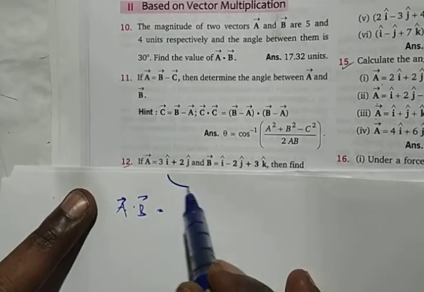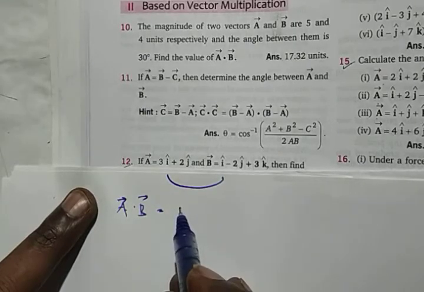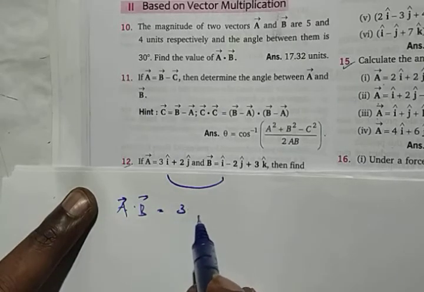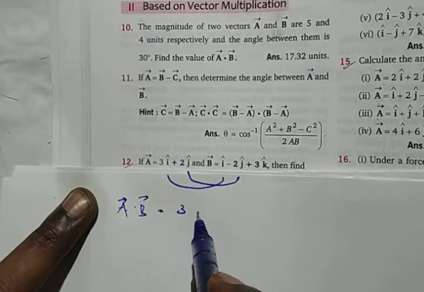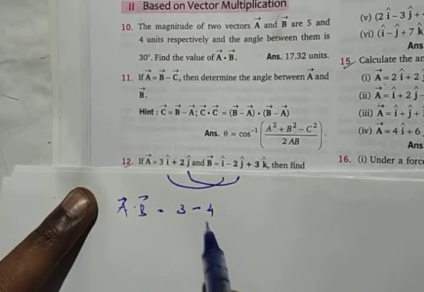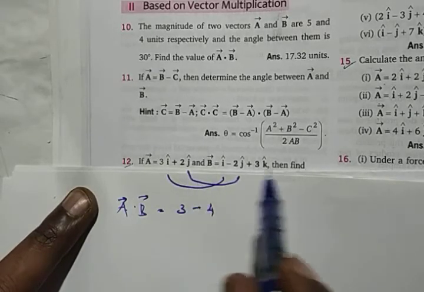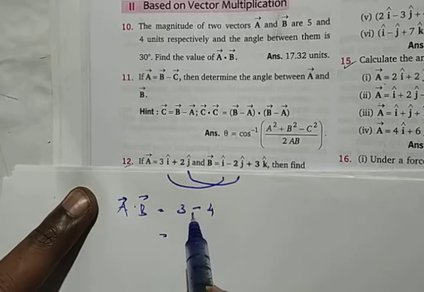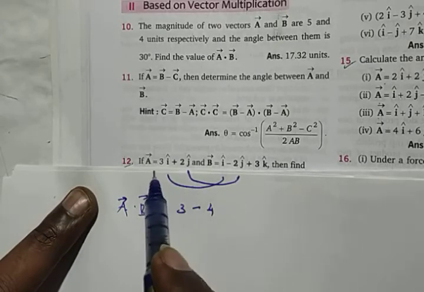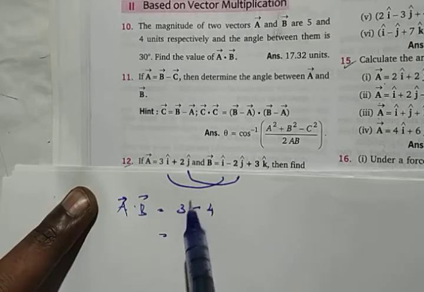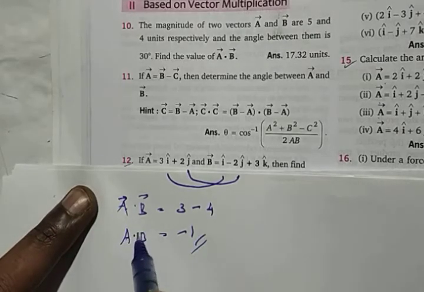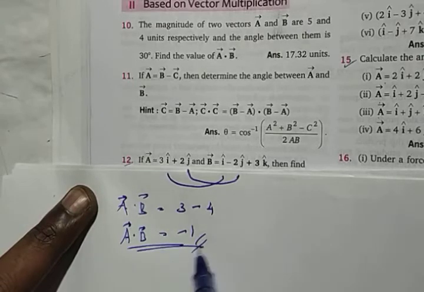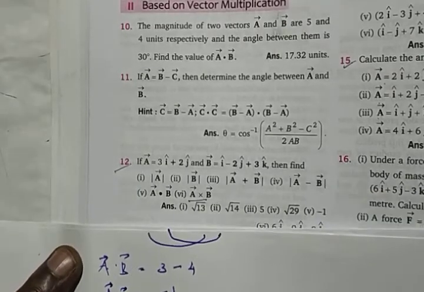i cap into i cap. So that's what you need to do. So it is only 3. And then j cap into j cap, it is minus 4. There is no k cap here, so there is 0 and 0. You just have to multiply the magnitudes: 3 and 1, that's 3; 2 and minus 2, that's minus 4. So it becomes minus 1 as the answer. A dot B is just minus 1. It's a very, very simple value. Look at this one. Minus 1 is the answer here.